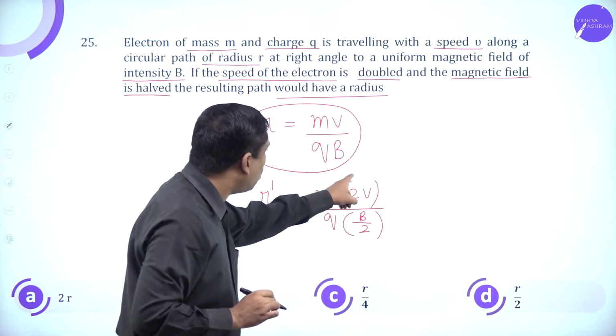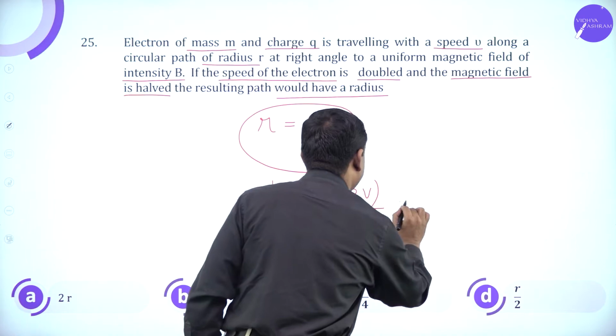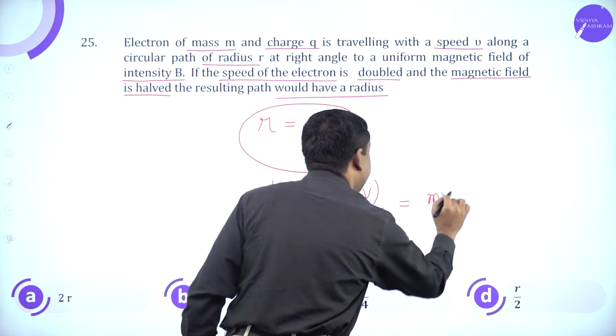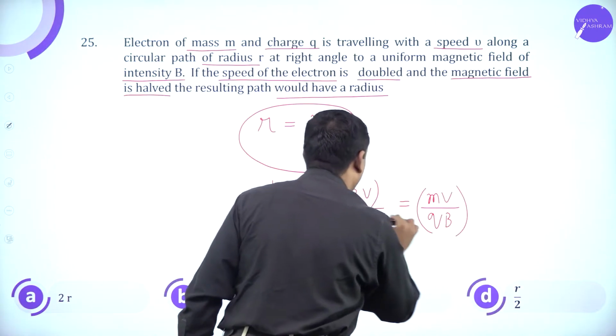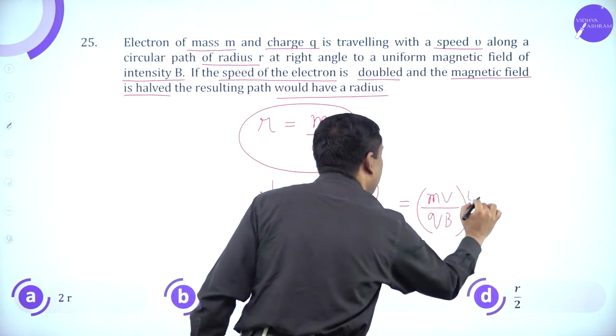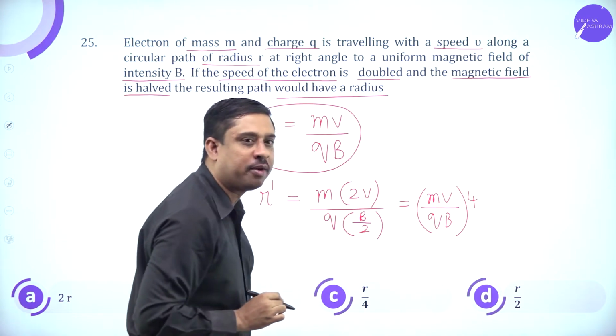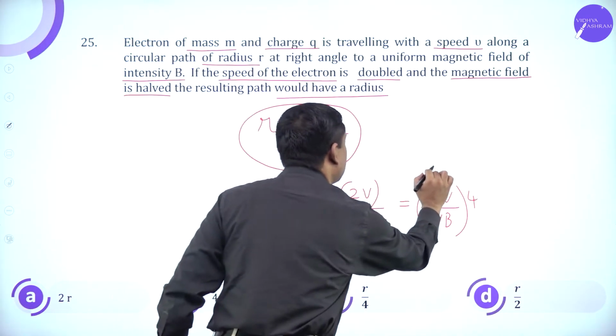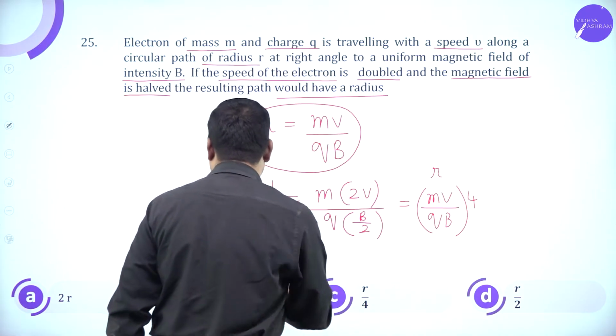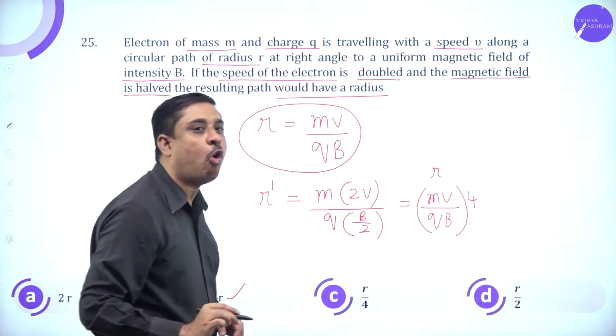So the 2 goes up, we get mv by qb. 2 goes up, 2 into 2 is 4. So mv by qb is nothing but r. So this is 4 times r. So the answer is 4r.